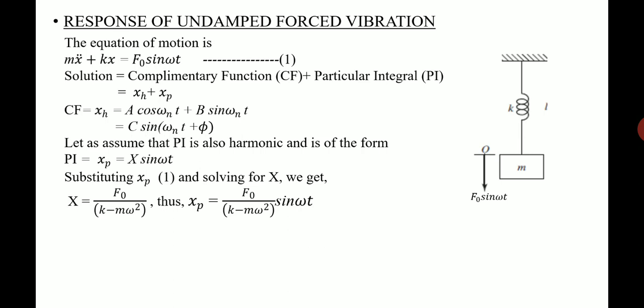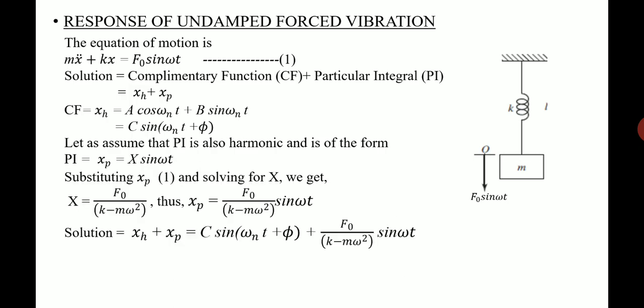For x double dot we can substitute, and x also we can substitute, and thereby we will get the value capital X is equal to f0 by (k minus m omega square). So what we are doing is assuming that the particular integral is also a harmonic function. So xp can be written as X sin omega t. We will substitute that value in the first equation, that is mx double dot plus kx is equal to f0 sin omega t. We will substitute for x double dot and x, and simplifying we find that X is equal to f0 by (k minus m omega square). So xp will be equal to, substituting the value of capital X, f0 by (k minus m omega square) into sin omega t.